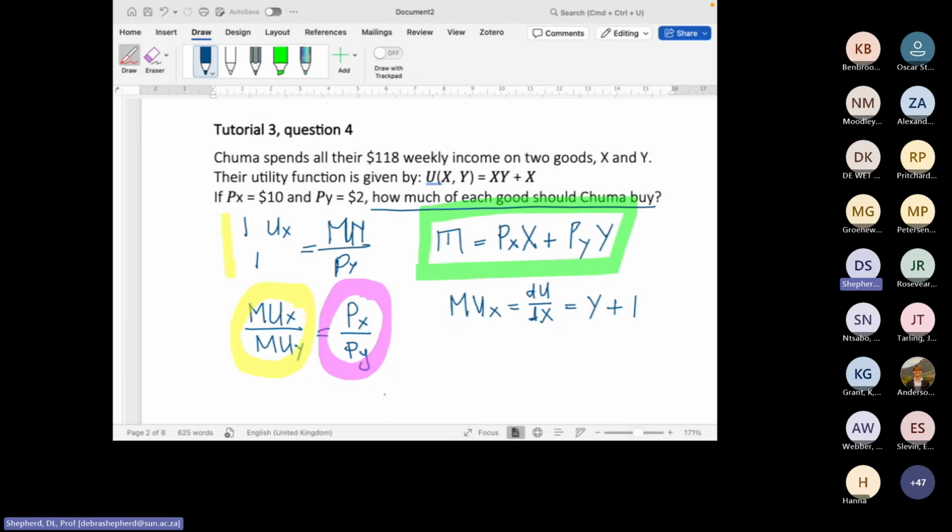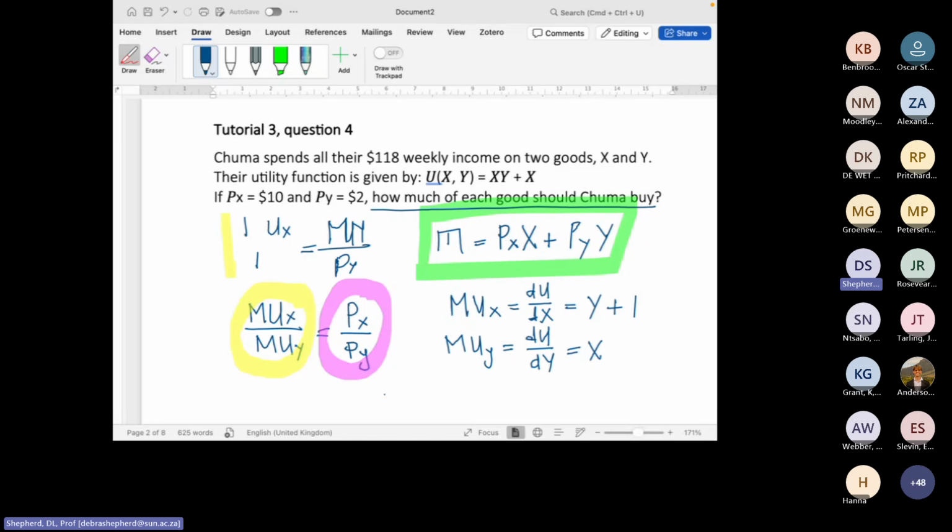Okay. Then if I want to find the marginal utility of Y, I'm going to also do the same thing. I'm going to take the partial derivative of the utility function with respect to Y. And so if I take the partial derivative of xy plus x with respect to Y, X now becomes a constant. So the partial derivative of xy with respect to Y is simply going to be X. And the partial derivative of X with respect to Y is going to be 0 because X is a constant. So now I have my two marginal utilities.